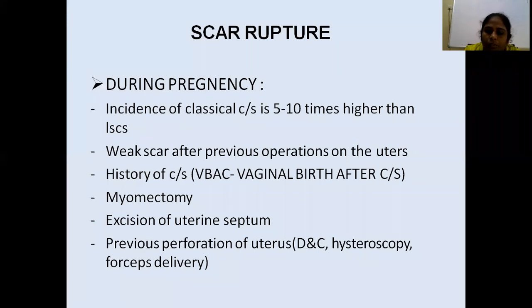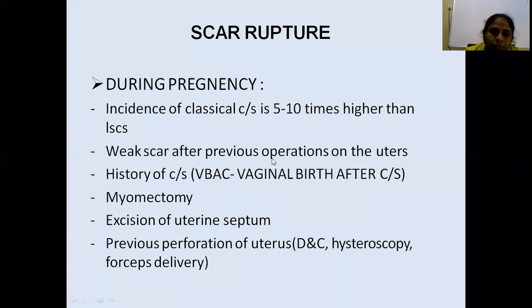Scar rupture is important: a classical cesarean section scar ruptures 5 to 10 times more often than a lower segment cesarean scar. LSCS means lower segment cesarean section. Classical cesarean section means you give a longitudinal incision over the uterus. Lower segment is a transverse incision over the lower segment. Classical means a longitudinal incision starting from the fundus to the lower segment.